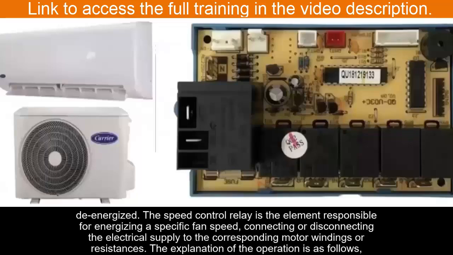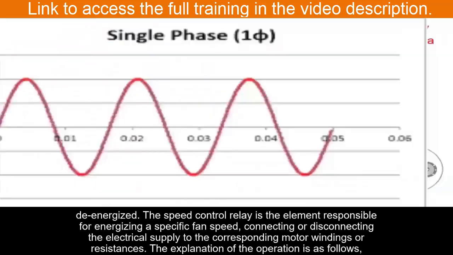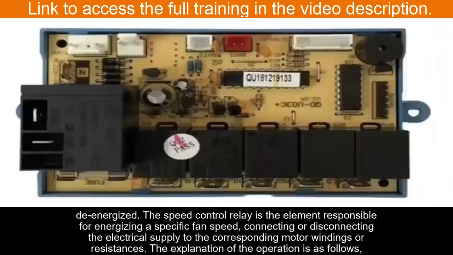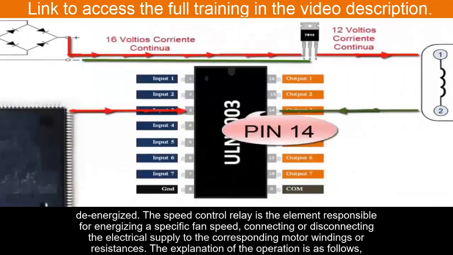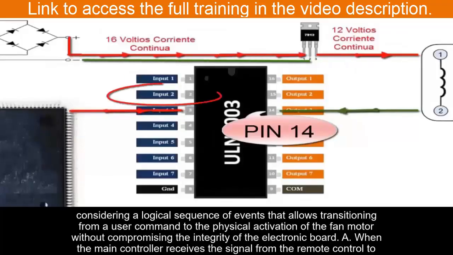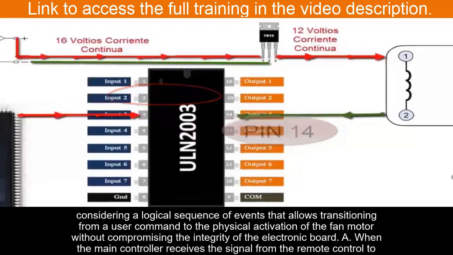The speed control relay is the element responsible for energizing a specific fan speed, connecting or disconnecting the electrical supply to the corresponding motor windings or resistances. The explanation of the operation is as follows, considering a logical sequence of events that allows transitioning from a user command to the physical activation of the fan motor without compromising the integrity of the electronic board.